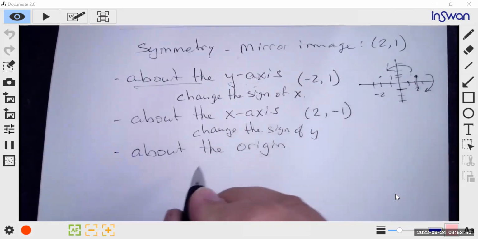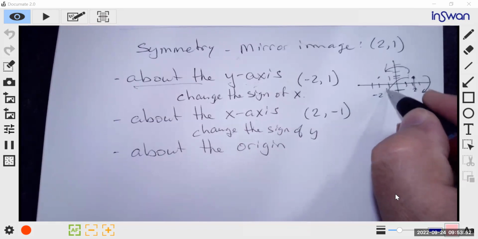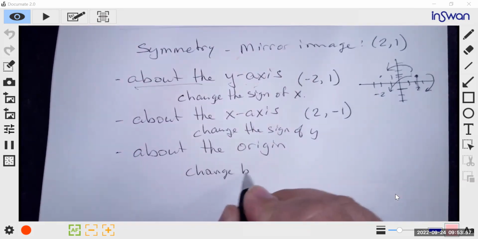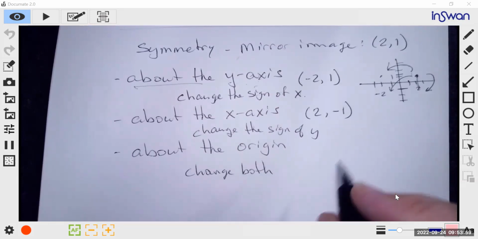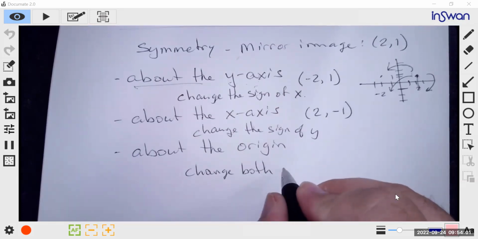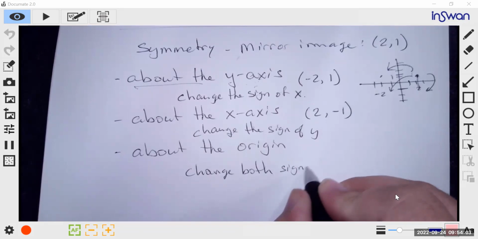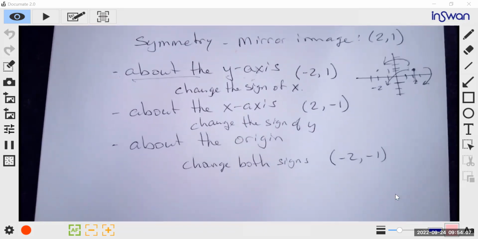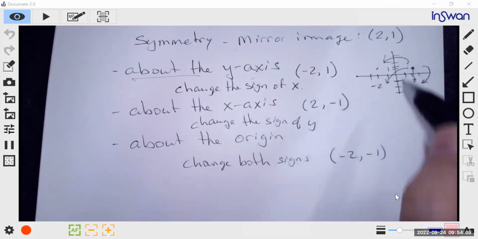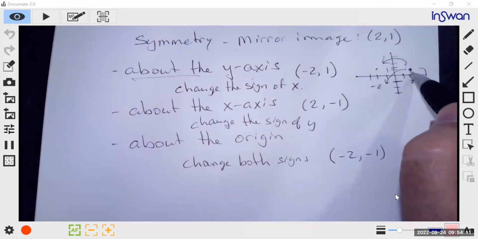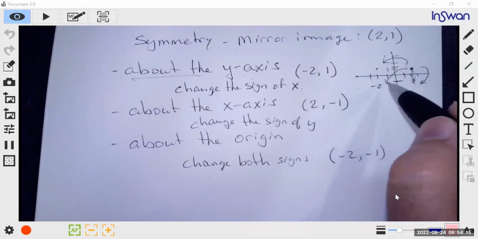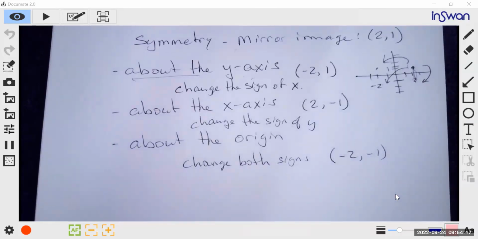And across the origin, you change both. So it'd be (-2, -1). Because what across the origin actually does is you flip across the x, then the y, or you flip across the y, then the x. In other words, you negate both of those.